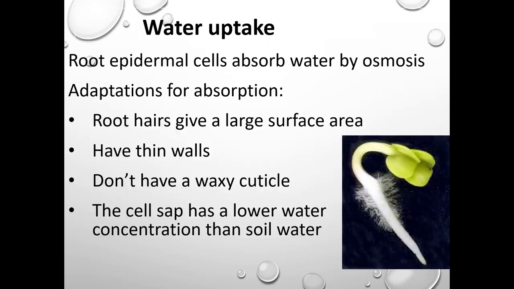With water uptake, your root epidermal cells absorb the water by osmosis. Roots adapt for this absorption in that root hairs have a large surface area, they have thin walls, and they don't have a waxy cuticle. The cell sap has a lower water concentration than the soil water, so the water is able to come in to create that equilibrium on either side of the root.